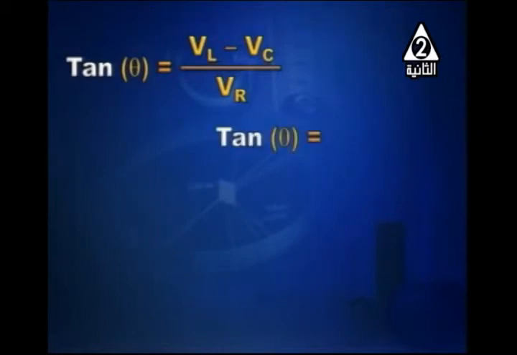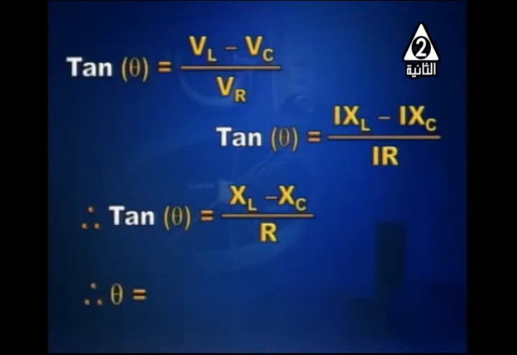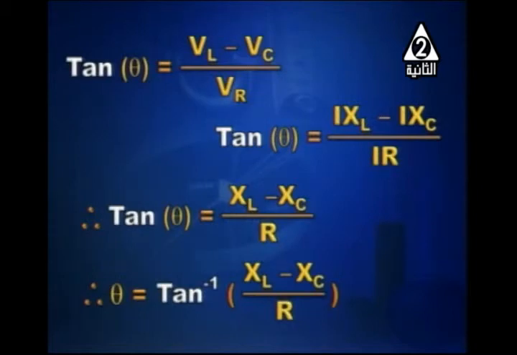So tan theta is equal to IXL minus IXC over IR. I will be crossed out, so it is equal to XL minus XC over R. And theta itself equals tan negative 1 of XL minus XC over R.